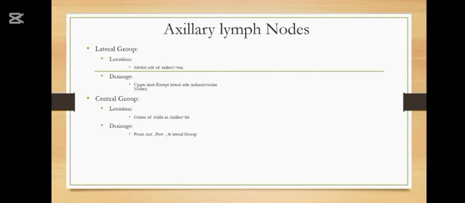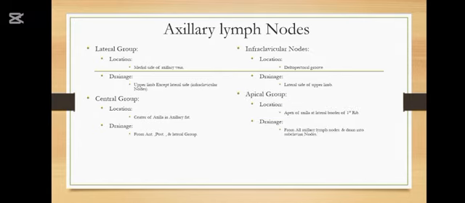It is present in the center of the axilla, in the axillary tail. Its drainage area is the anterior, posterior, and lateral groups of lymph nodes. Then the infraclavicular lymph nodes. They are actually not present in the axilla. The infraclavicular lymph nodes are present in the deltopectoral groove and their drainage area is the lateral side of the upper limb. Actually, the infraclavicular lymph nodes are not axillary lymph nodes. They are present outside the axilla.